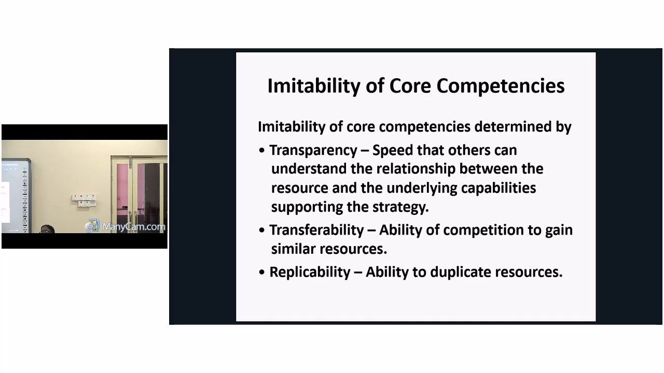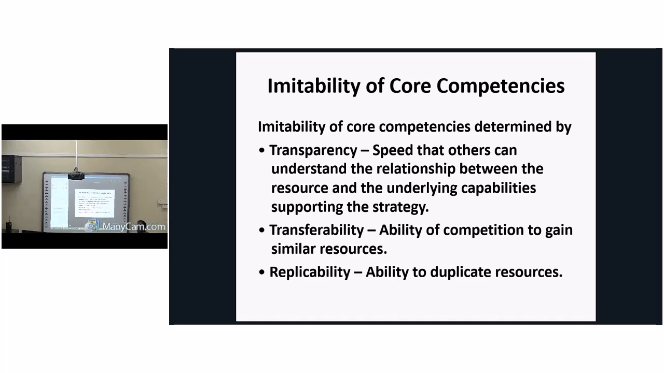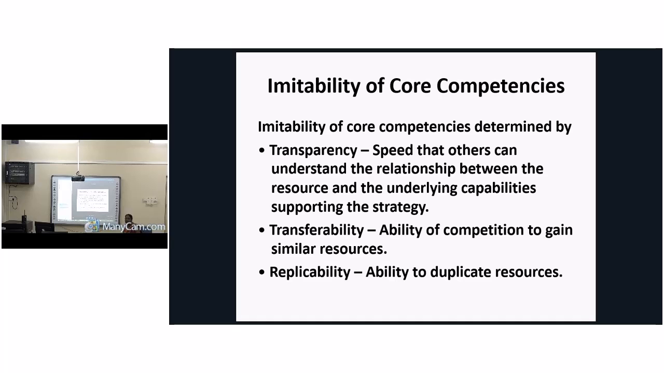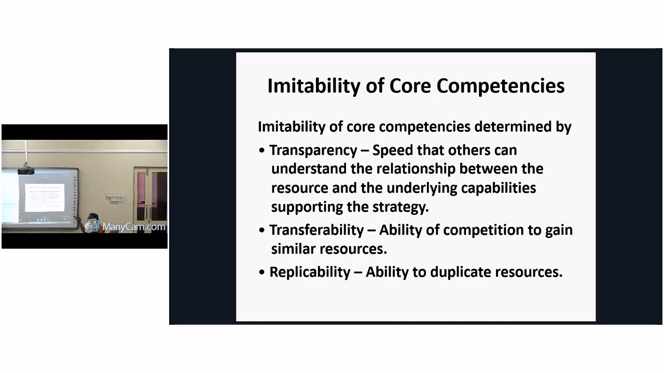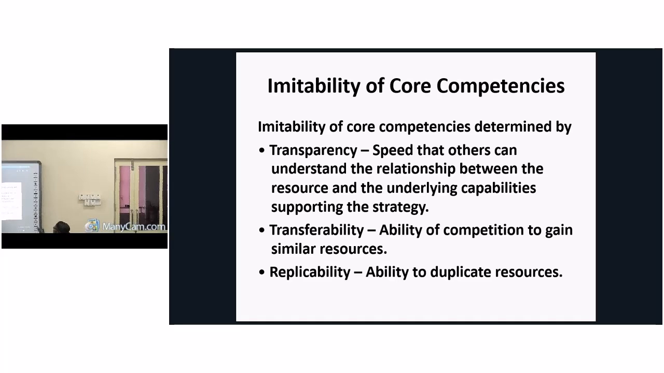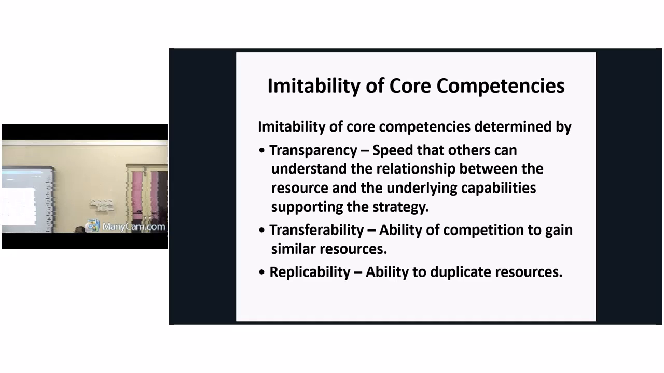Then if your strategies are imitable, they are not strategies. They cannot gain competitive advantages if your strategies are imitable. If your competencies are imitable, they can't gain competitive advantages. They are not sustainable. So how do you measure the imitability? Based on the transparency, transferability and replicability. That is how you describe imitability.